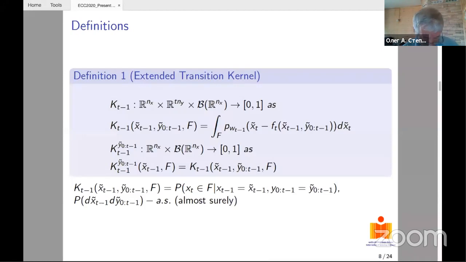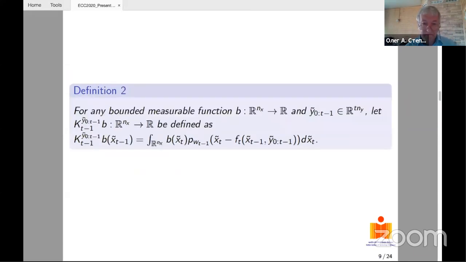In this paper, we first define the extended transition kernel, denoted by k subscript t minus 1, as the conditional probability of xt given xt minus 1 and y0 to t minus 1. Further, we define, for any bounded measurable function b, kb as the integral of b with respect to the conditional probability given by kt minus 1.